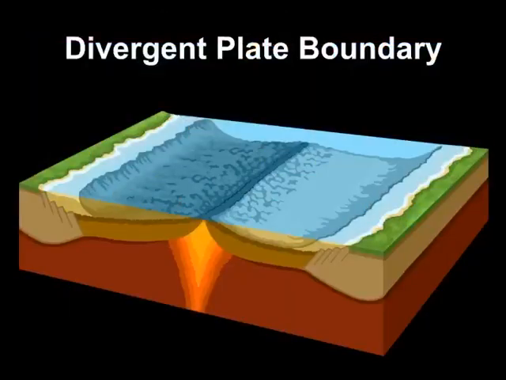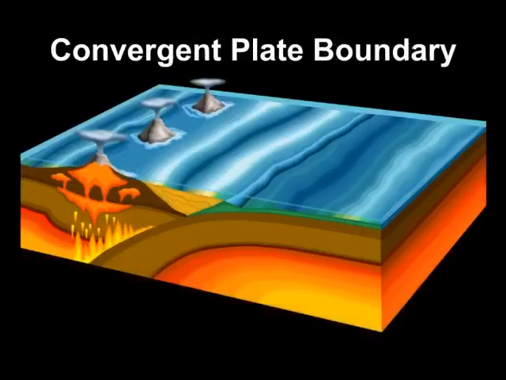In a divergent boundary, two plates are moving apart and new crust is created by magma pushing up from the mantle. A convergent plate boundary is where crust is destroyed as one plate slides under another.